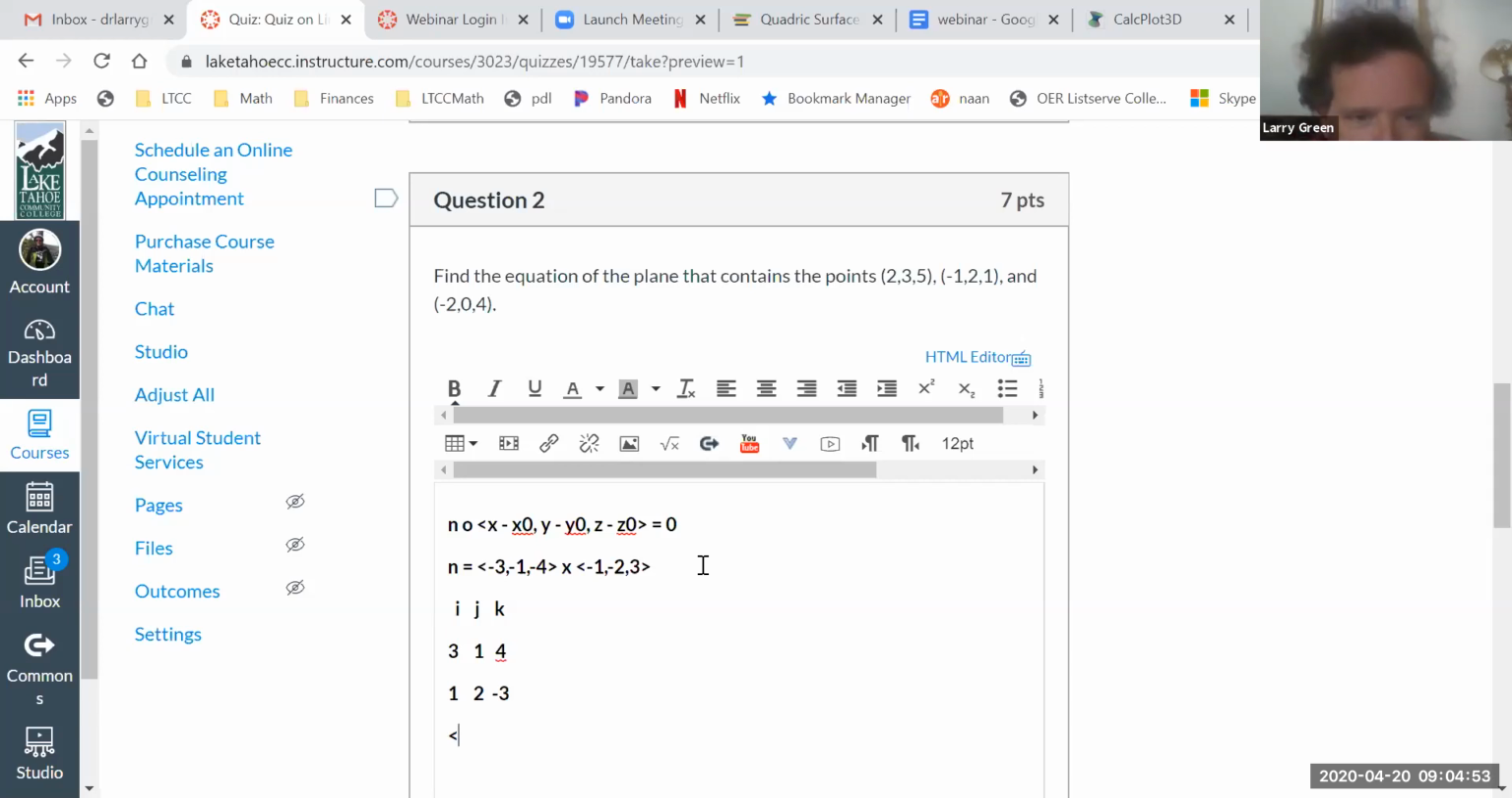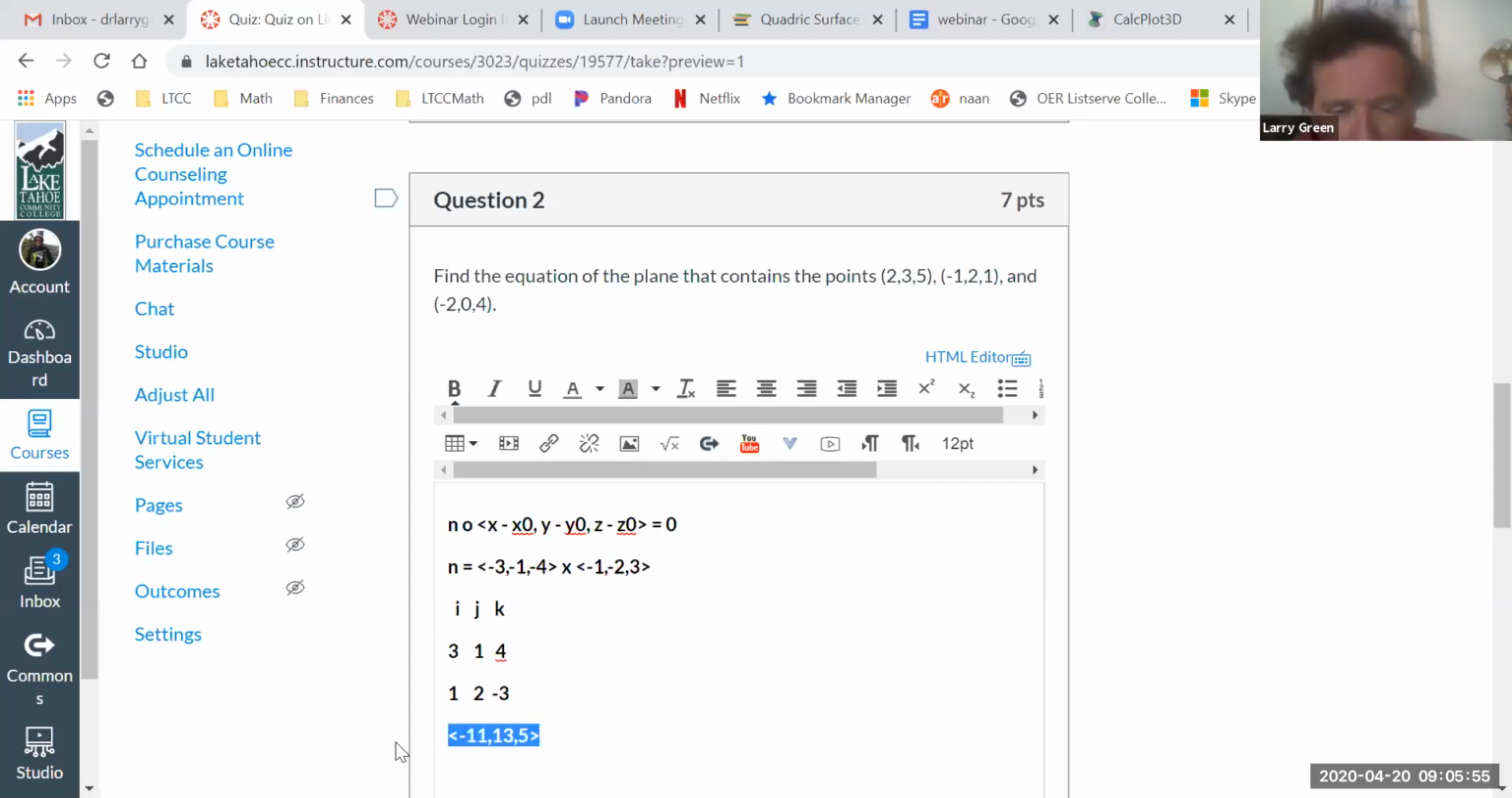So the i coordinate is going to be -3 minus 8, which is -11. Notice I crossed out the first row and the first column, and then I did the diagonals. Then for the j component, remember you're going to have -9, which is +9, and then minus a -4. So that's 13. And then for the k component, same idea. I get 3 times 2 is 6, minus 1 is 5. Any questions at all on finding the normal vector? Any questions?